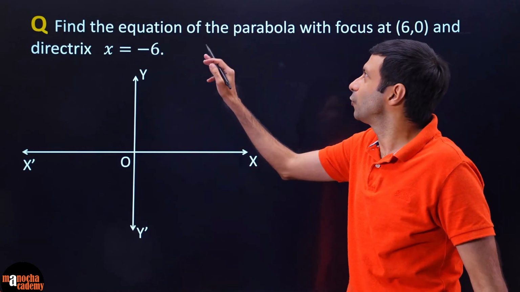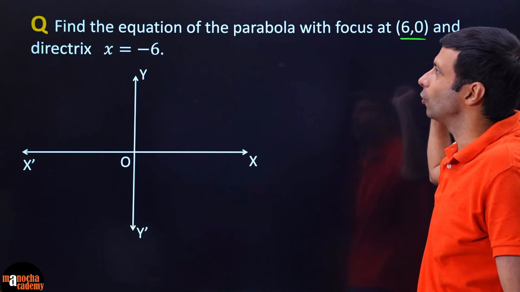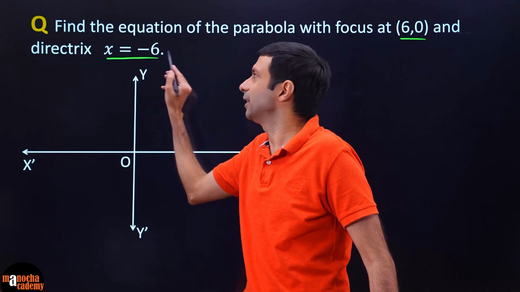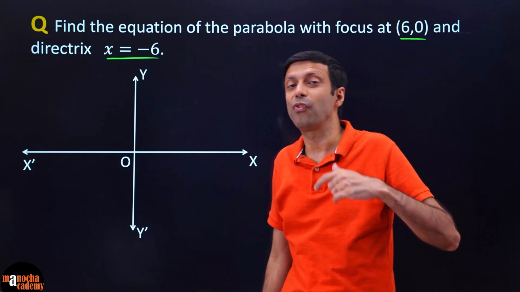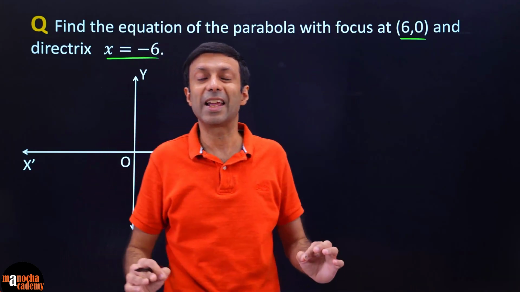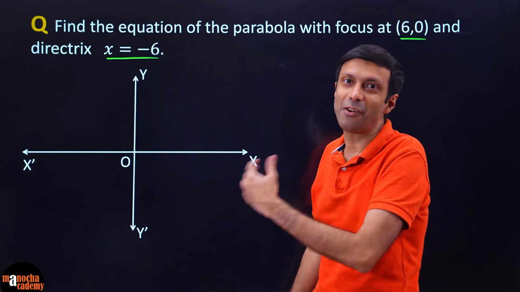The next question says: find the equation of the parabola with the focus at (6, 0) and directrix x equal to minus 6. So this time we have to find the equation of the parabola. They have not given us the equation. Once again, guys, the dad trick: draw a rough diagram.